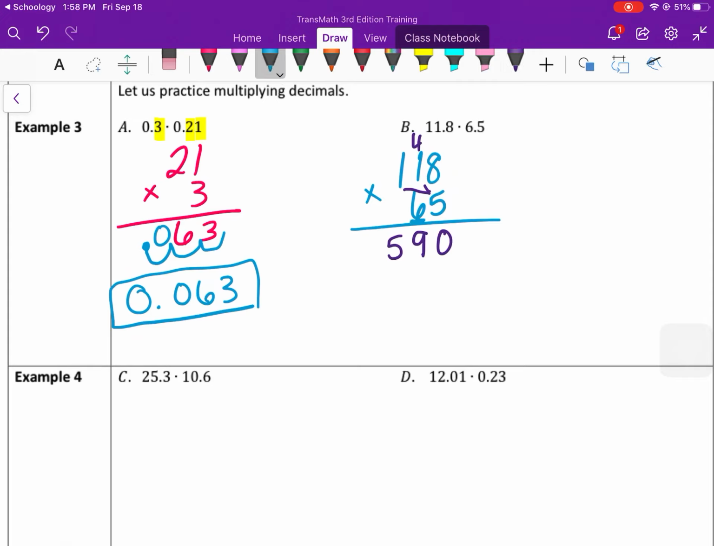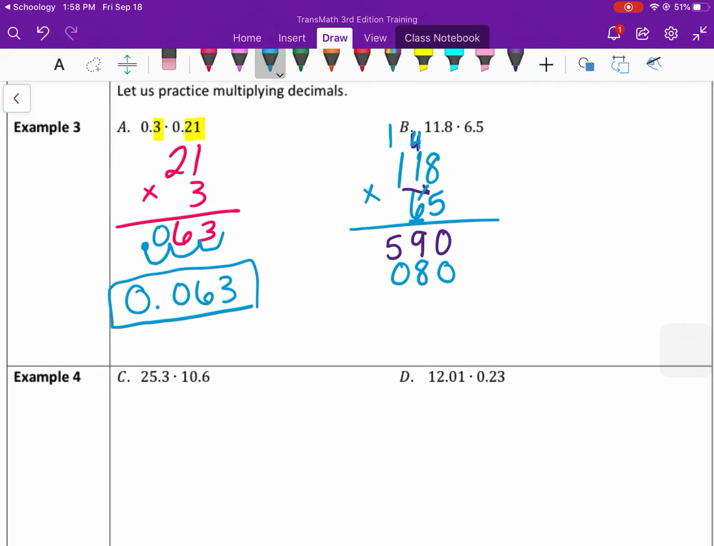And then with the 6, starting in the tens place, so add the placeholder 0. 6 times 8 is 48, carry the 4 again. 6 times 1 is 6, plus 4 is 10, carry the 1. 6 times 1, 6 plus 1 is 7. Then add those two together. 9 plus 8 is 17, 5, 6, and 7.